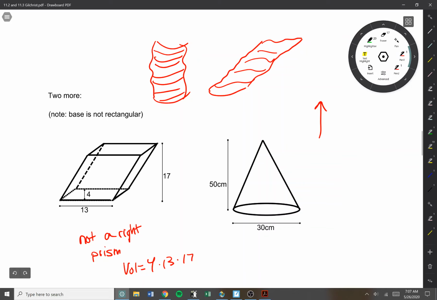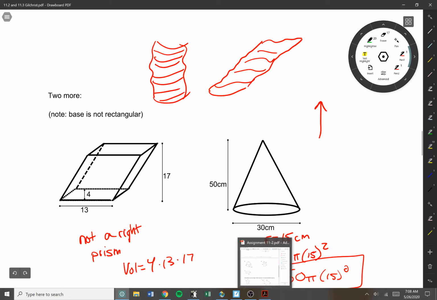For this cone, to find its volume, I have to find the area of this circular base. So the radius here is 15 centimeters. So the area of this circle is pi times r squared. Pi r squared is going to be the area of the circle. If I do that times, sorry, 50, not 15, 50 pi r squared, that's going to be the volume.